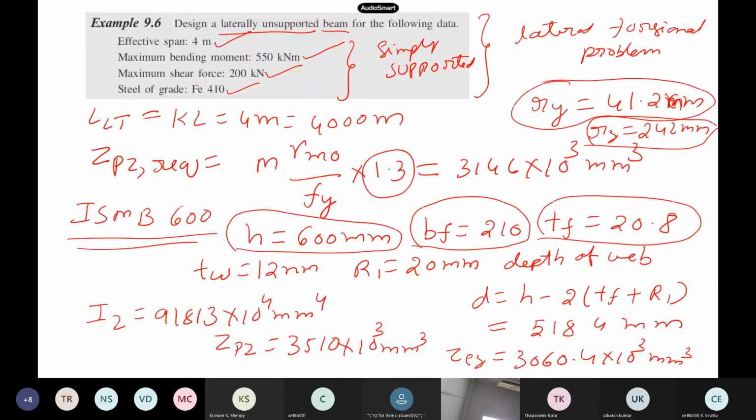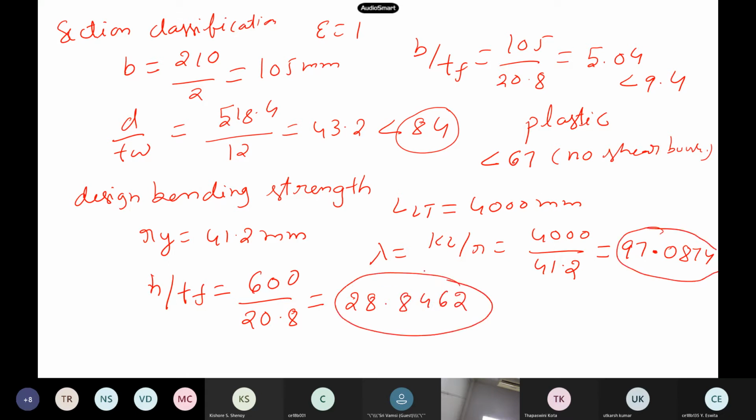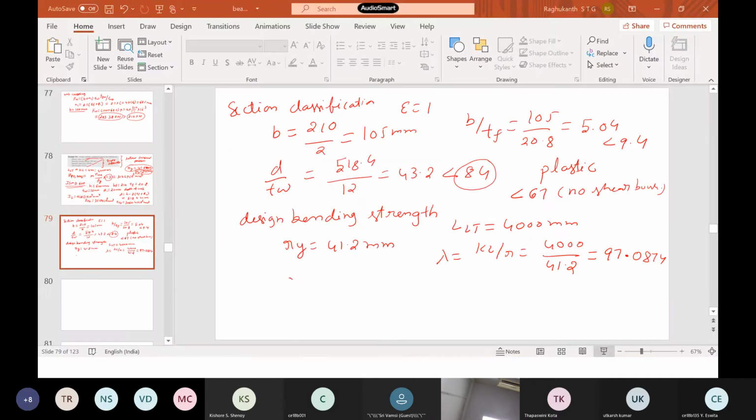H by T, and TF is the thickness of the flange. So thickness of the flange is, you see, 20 point, so approximately 8. So this also you find out, say, so 600 by, you see, 20.8 or whatever. So approximately this turns out to be how much? Some 28 point 8462 like that, you see, it comes out to be. Now you remember this value, slenderness ratio is 97. This is 28.8462. So now you go to the steel code, the IS 800.